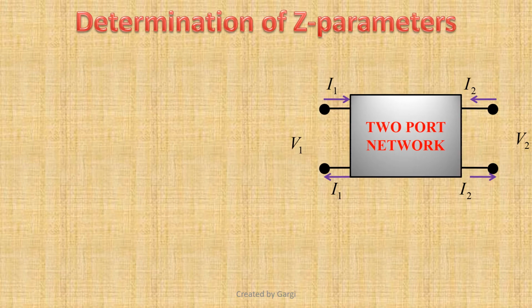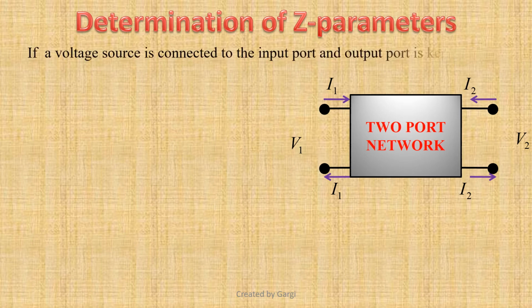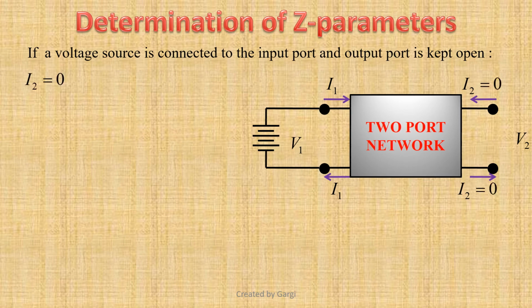Now let us determine the Z parameters. First, we shall connect a voltage source at the input port and we will keep the output port open circuited. Therefore, I2 equals 0. Now let us connect an ammeter at the input port to measure current I1, and let us connect two voltmeters to measure port voltages V1 and V2.